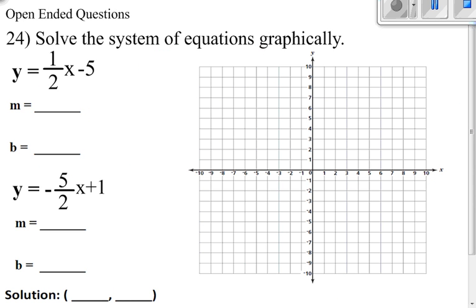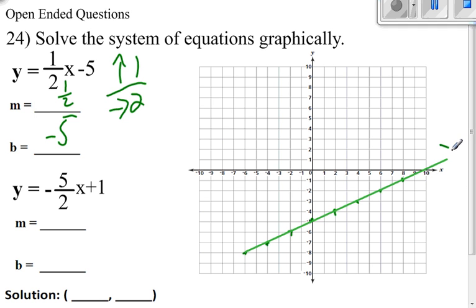Number 24, solve graphically. The slope is 1/2 and the y-intercept is negative 5, so I start at negative 5. My rise over run is up 1 over 2. Positive is up and right. So up 1 over 2, up 1 over 2, and so on, then down 1 the other way 2, down 1 the other way 2. Get out your ruler and do the best you can to draw a straight line. Label it y equals 1/2 x minus 5.